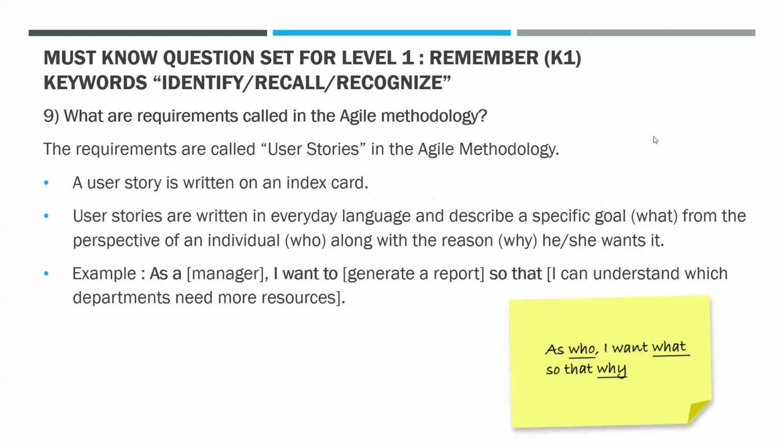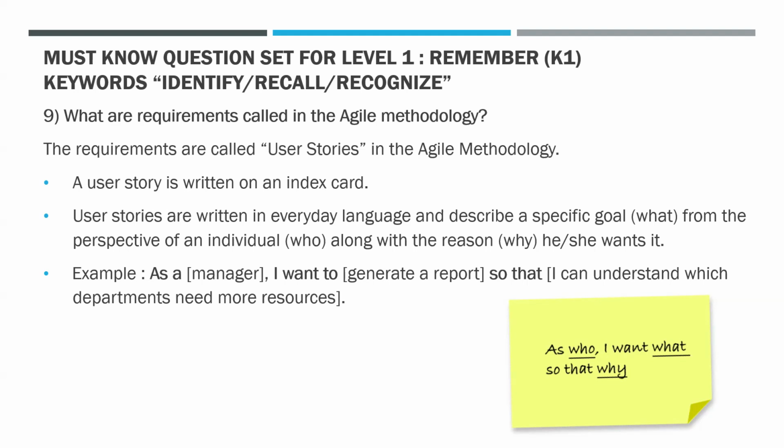Coming to question number 9, what are the requirements called in the Agile methodology? The requirements are called user stories in the Agile methodology. A user story is a concise statement written on an index card. User stories are written in everyday language and describe a specific goal, that is what, from the perspective of an individual, that is who, along with the reason, that is why he or she wants it.